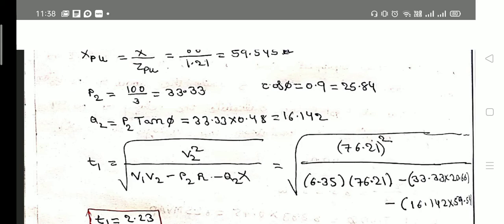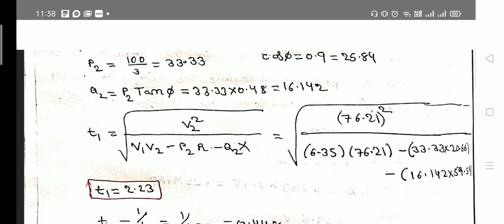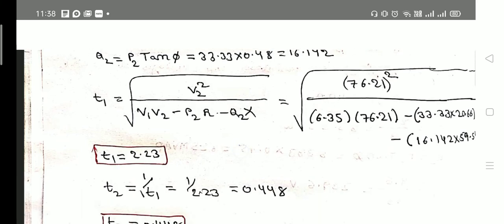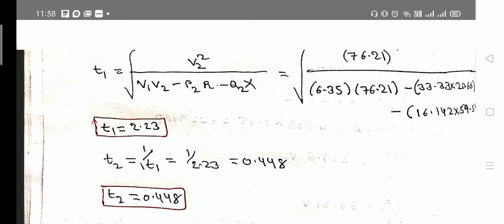So we can substitute in this T1 equation. T1 is equal to under root of V2 square by V1 V2 minus P2R minus Q2X. We can substitute all the values. We will get the T1 value, that is T1 is equal to 2.23. From this we can calculate T2 also. T2 is equal to 1 by T1, that is 1 by 2.23. That is, T2 value is finally 0.448.